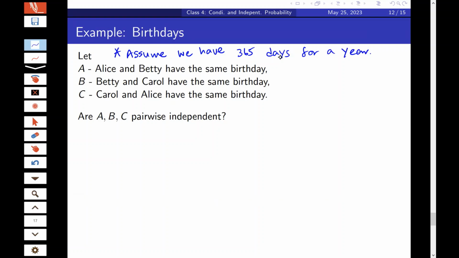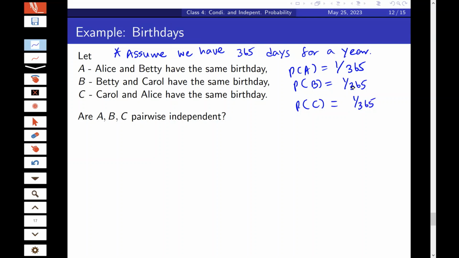So Alice and Betty have the same birthday. Event A says these two persons have the same birthday, so the probability of that happening is 1 out of 365. And Betty and Carol have the same birthday. If you do not consider A, the probability that Betty and Carol have the same birthday is 1/365, and similarly, Carol and Alice have the same birthday, which is 1/365.